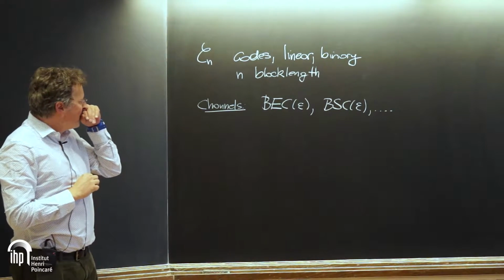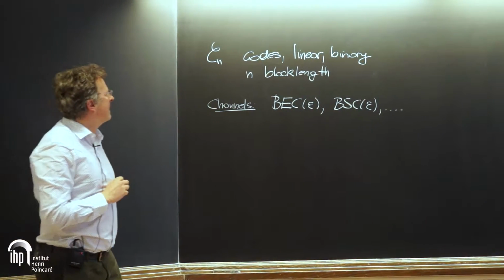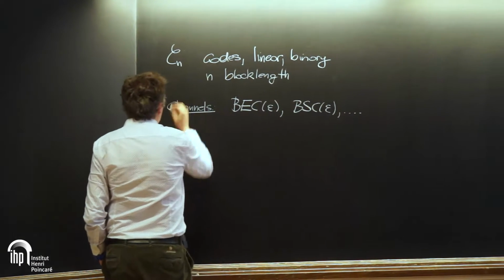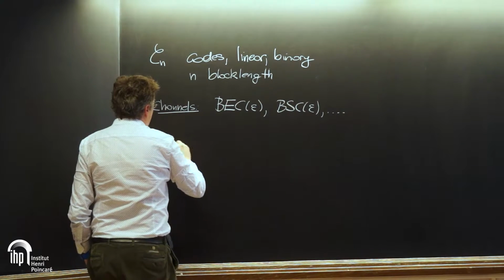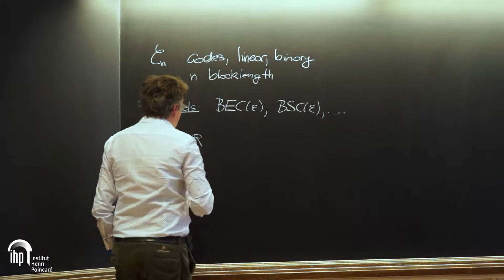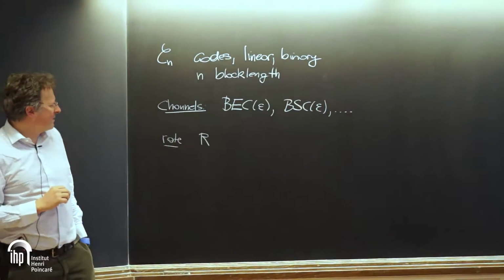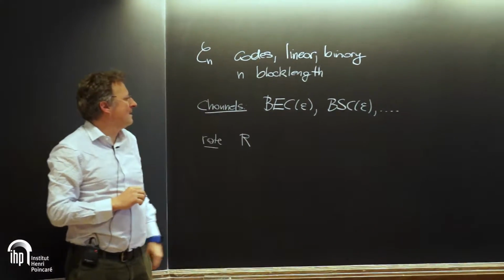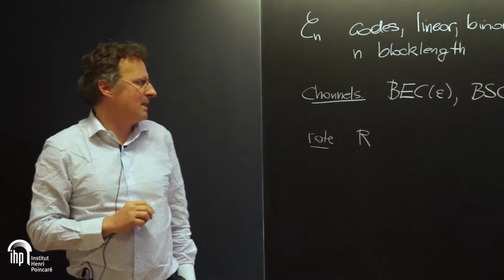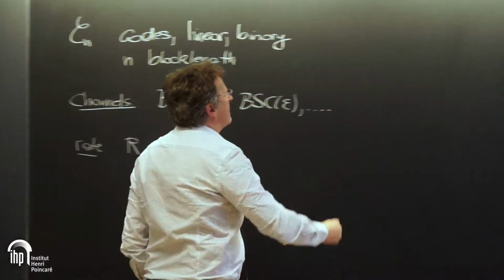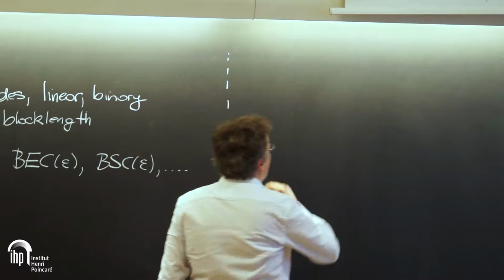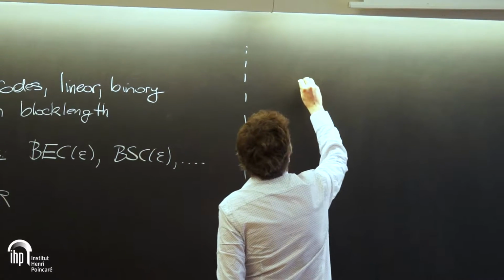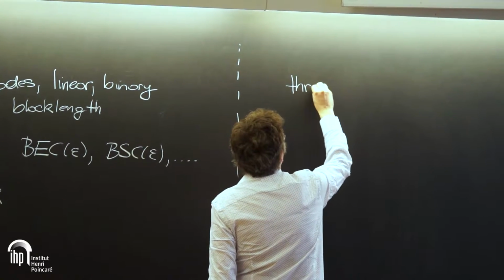And so what we'll be interested in is whether such a code, of course, will have a rate, and I'll denote it by R. And what we'll be interested in, the question is whether such a sequence of codes achieves capacity. And how do we prove that a sequence of codes achieves capacity? Essentially, the components that I'll be talking about is, I'll talk about thresholds.